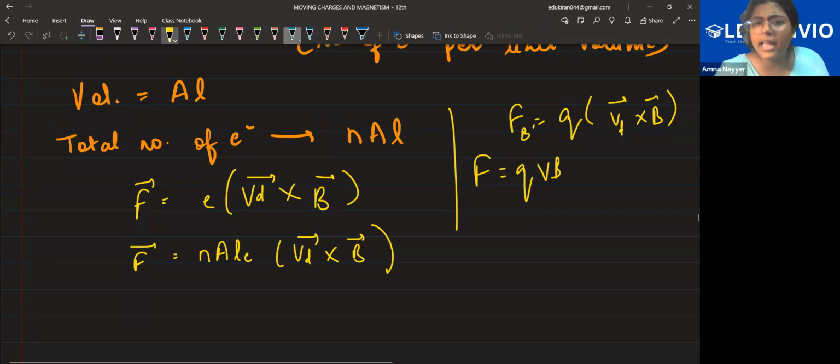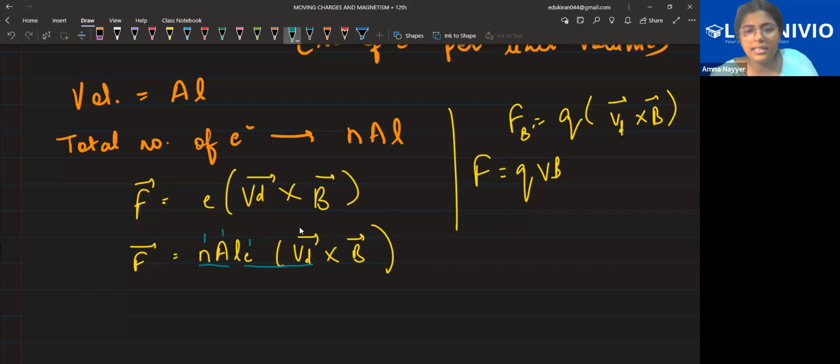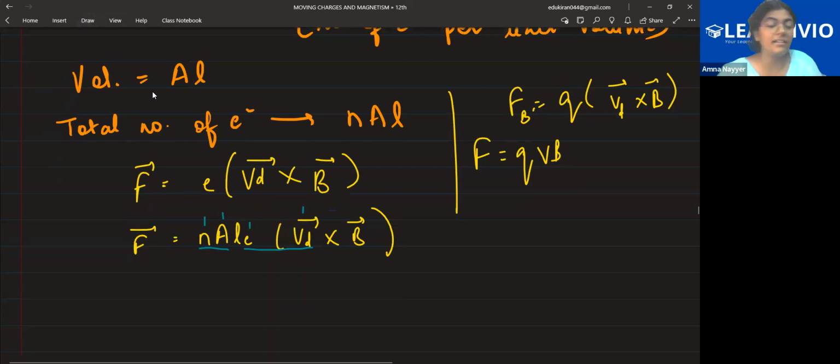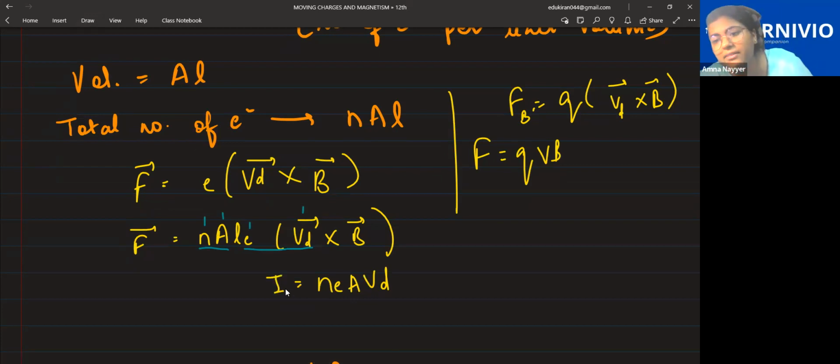Now, class, can any one of you answer: these four terms which I have highlighted, are they making any sense? Yes, they give the current. Very good, Rishita. It's the current, which is N E A Vd.